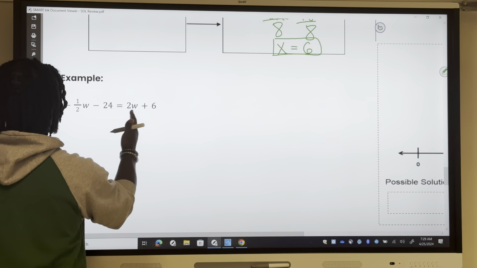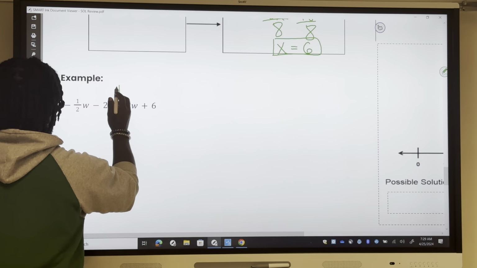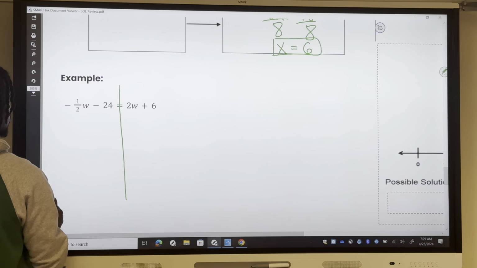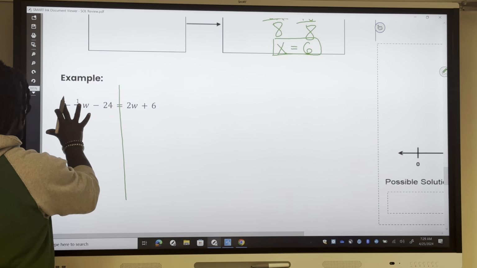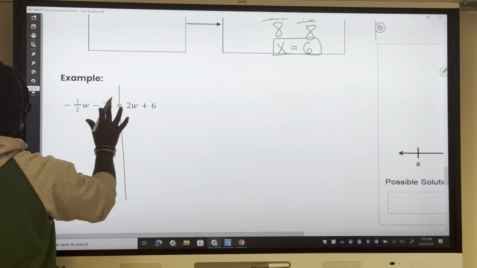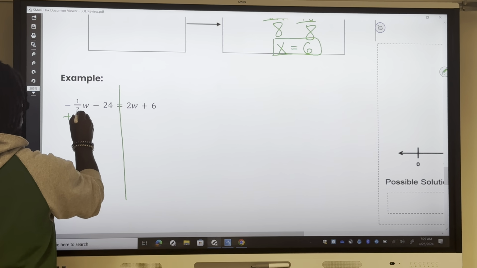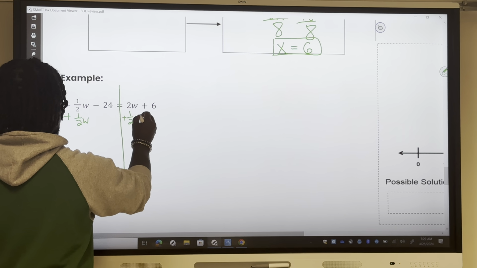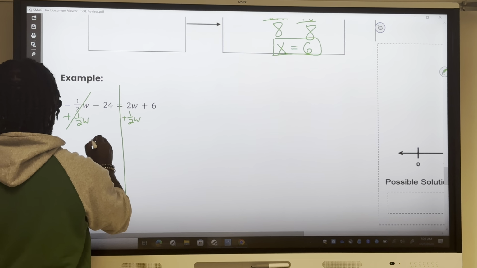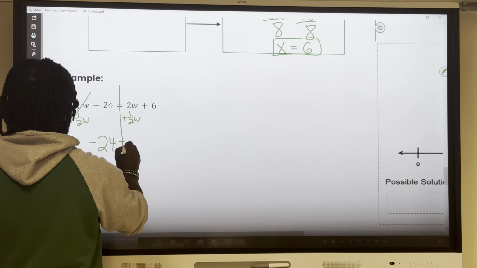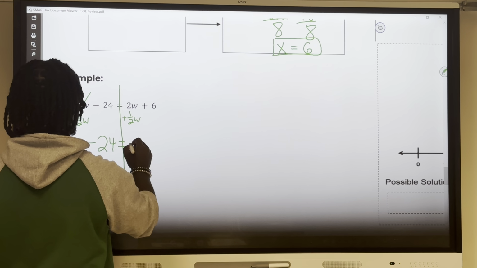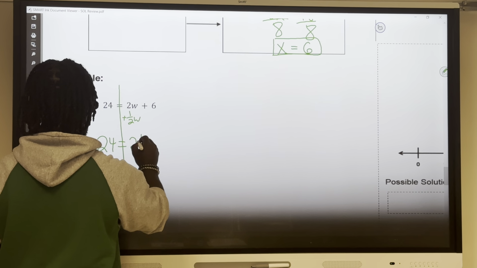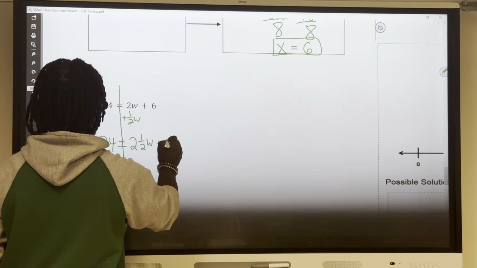So I'm gonna get the w's on one side, the numbers on one side. See, are there any like terms to combine? There's none, so now I'm gonna move it. So this is gonna be plus 1/2 w, plus 1/2 w. That's gonna cancel, and now I have -24 equals 2.5 w plus 6.